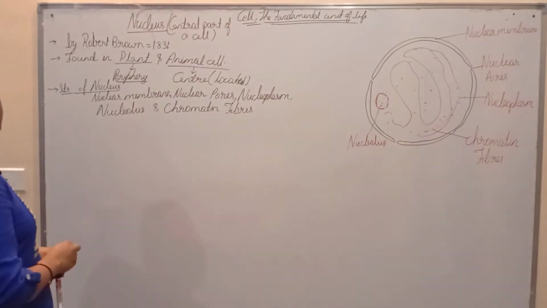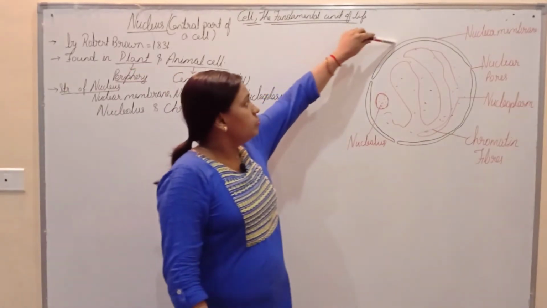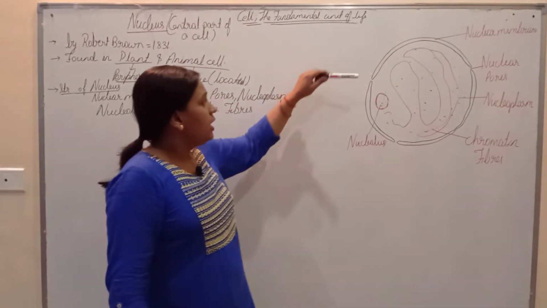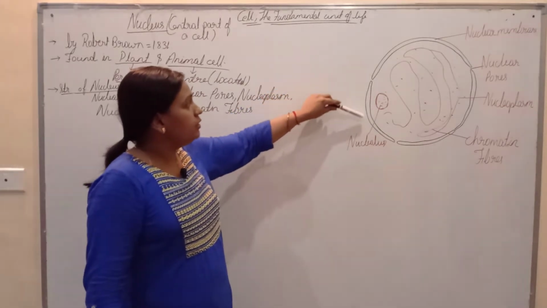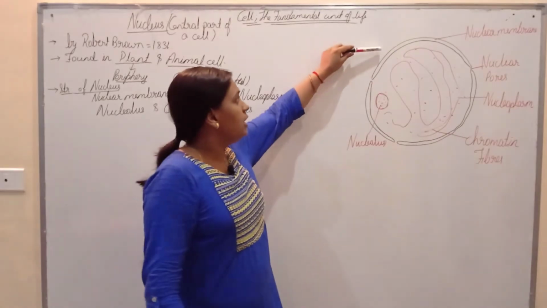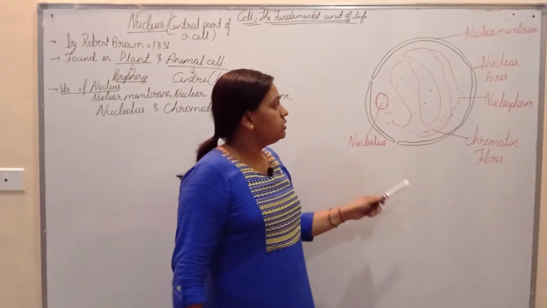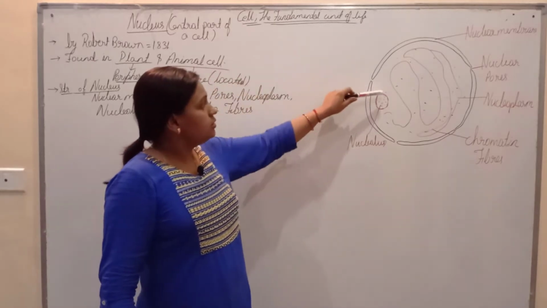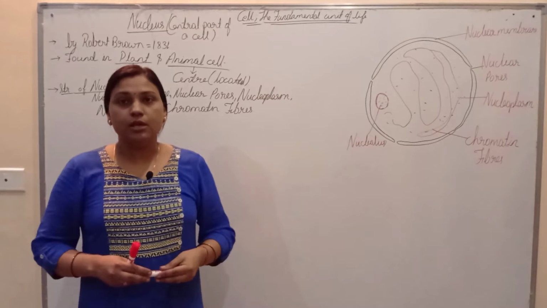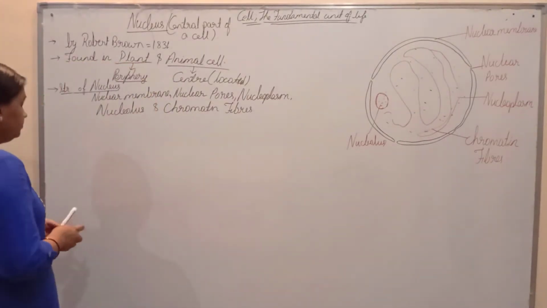As we have seen in the diagram, the outermost double membrane structure is called the nuclear membrane, and inside that nuclear membrane the fluid part is called nucleoplasm. Also the nuclear membrane has many pores. These pores are called nuclear pores, and the nucleolus, that is a spherical structure, and the thread-like structure, chromatin fibers, are all within the nucleoplasm.